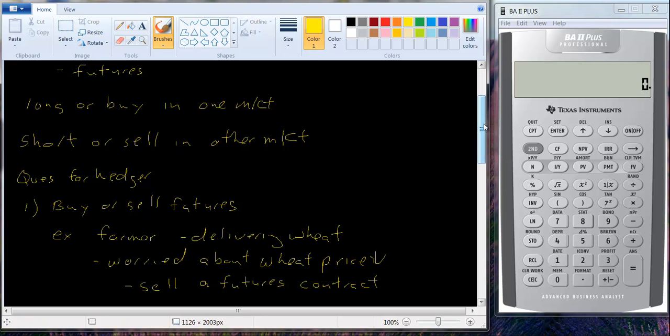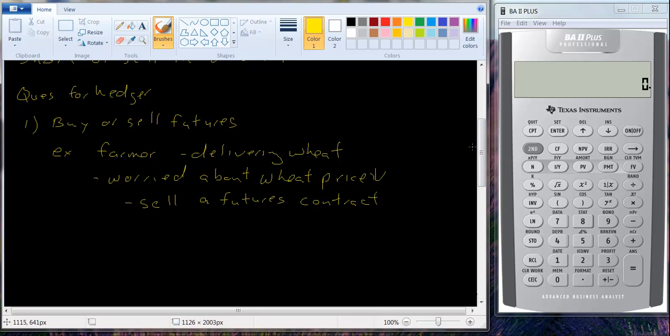Okay, let's look at another example. Since we're talking about wheat, so let's say example two, let's consider a company like Wonder Bread. They're going to use the wheat. They are going to be buying wheat in the future. So they're worried about price going up.